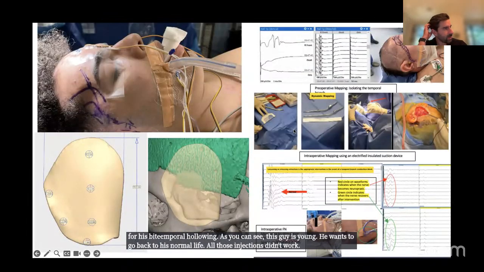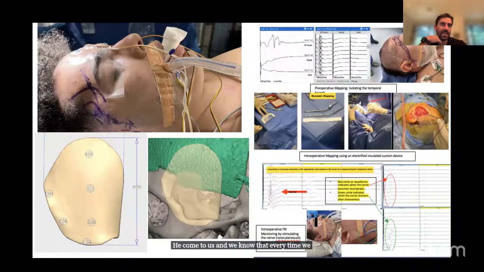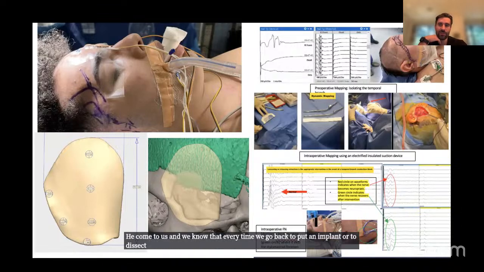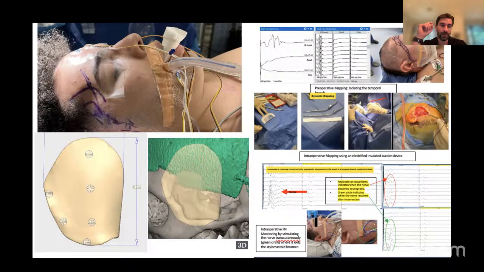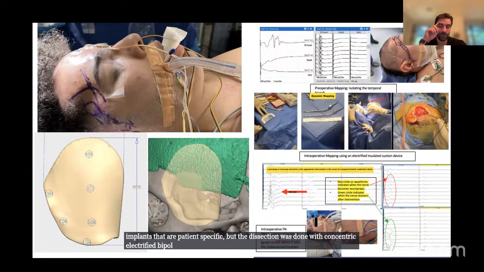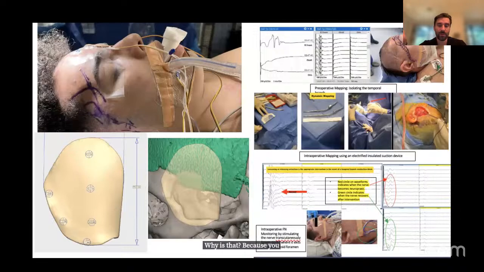He comes to us, and we know that every time we go back to put an implant or to dissect after multiple operations, there is increased risk for injury of the frontal branch of the facial nerve. So what I did, I adopted the subcortical mapping technique from my brain tumor surgery into the craniofacial component, or the neuroplastic component, and basically 3D printed temporal implants that are patient specific, but the dissection was done with concentric and electrified bipolar. So every time I get close to the frontal branch of the facial nerve, I stop. Why is that? Because you don't want to fix one problem and give a patient another problem.